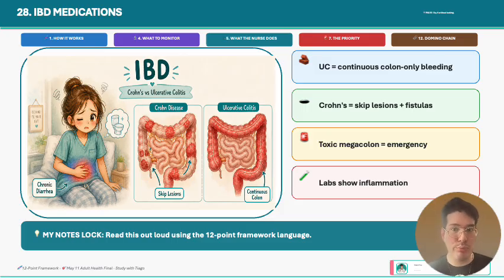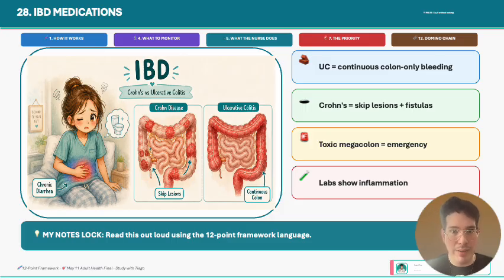Corticosteroids such as prednisone are used for flares because they calm inflammation quickly. The teaching point is that steroids are not ideal long-term maintenance because of the side effects like infection risk, hyperglycemia, bone loss, mood changes, and adrenal suppression. Use for the flare, then taper as prescribed.